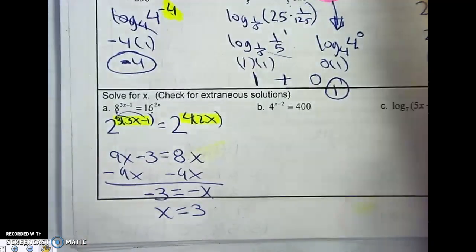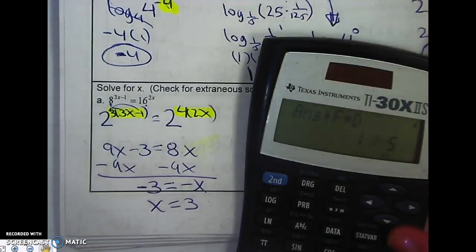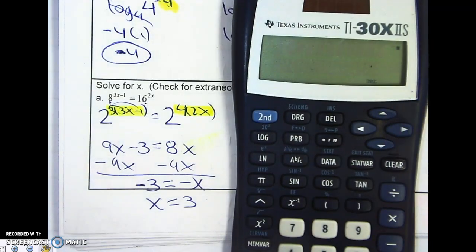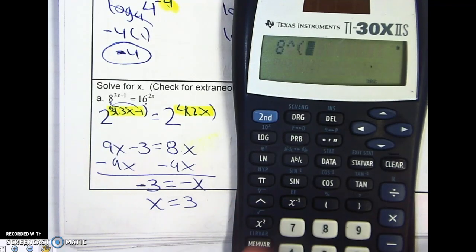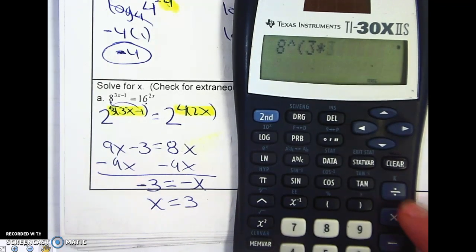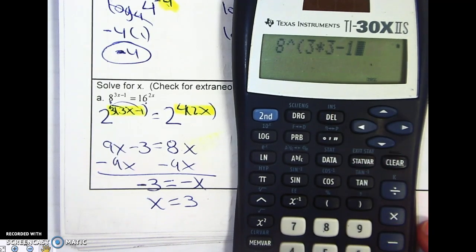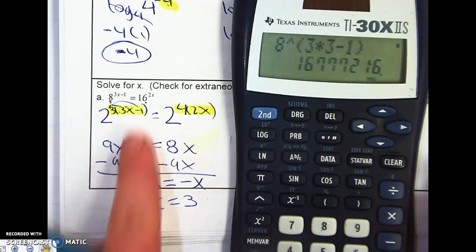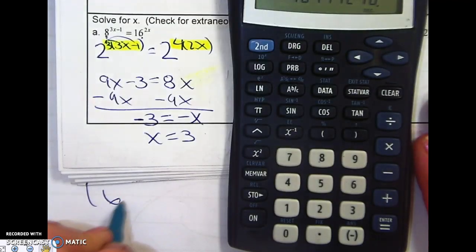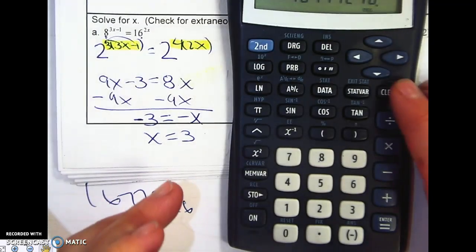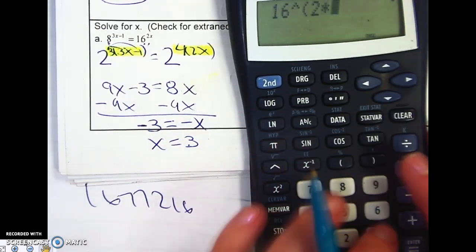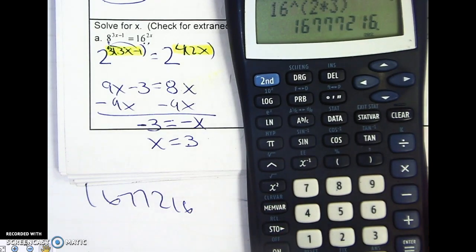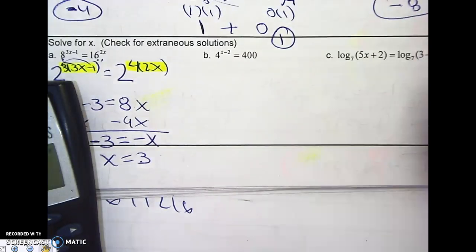Now what I do want to show you is how to check it. To make sure that my answer is correct, I can literally take the 3 and plug it in. So I'm going to go 8 to the parentheses 3 times 3 minus 1, end parentheses. So that's my left side, and it has that really big value, 1677216. And then I clear it. And I take this same value and I do the same thing. 16 to the 2 times 3. And if you look, it's the same big value. So I know that I'm good to go. Okay? Let's go to the next one.